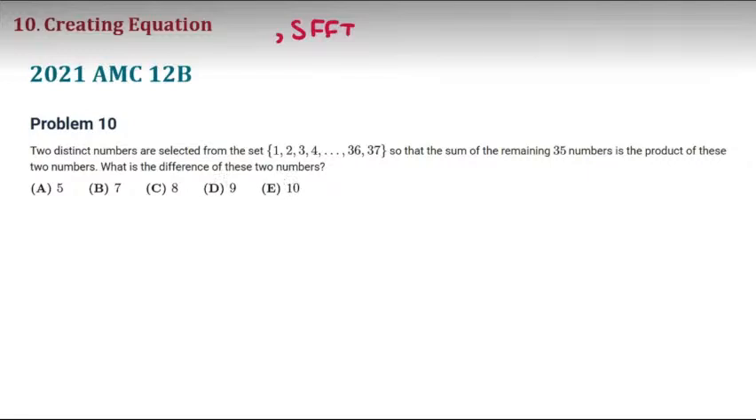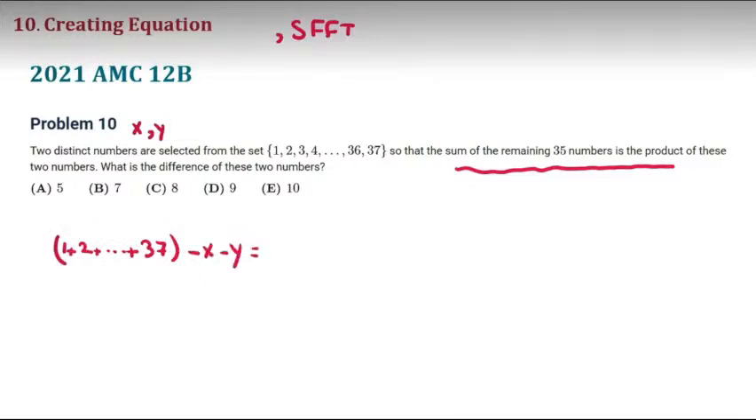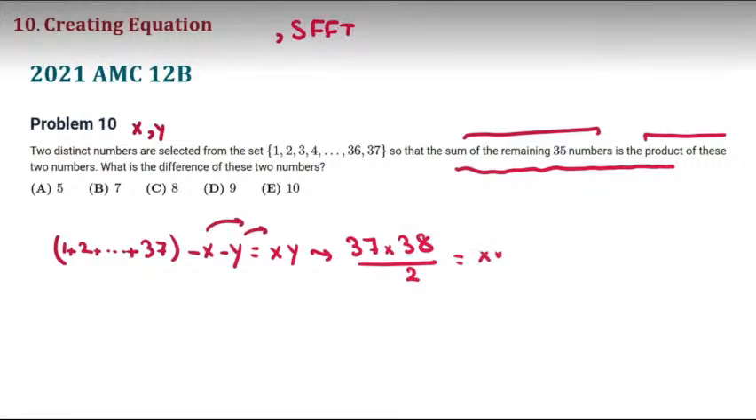So consider the two numbers that we have are x and y. It says the sum of the remaining 35 numbers. At first, for all problems, try by yourself, then see the video. So 1 to 37 is this, minus x minus y is the sum of the remaining terms. It says it is equal to the product of these two numbers, x times y. 1 to 37 is 37 times 38 over 2. And you can take this and this to the right side: xy plus x plus y.